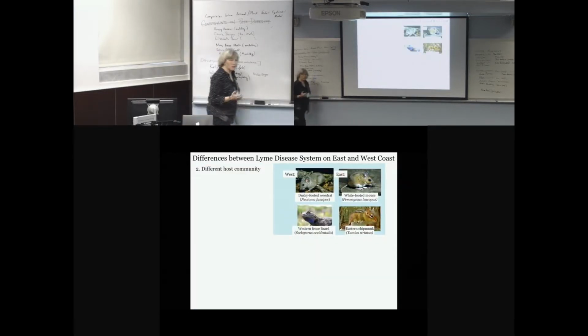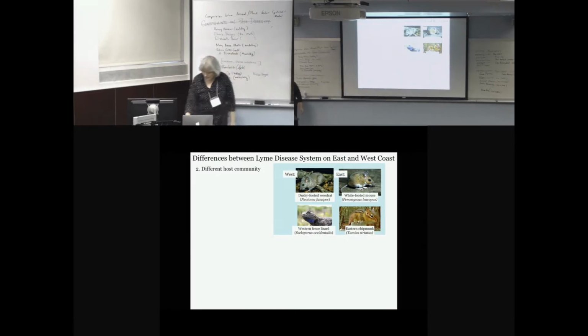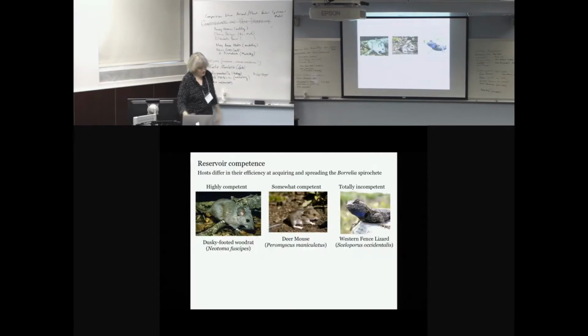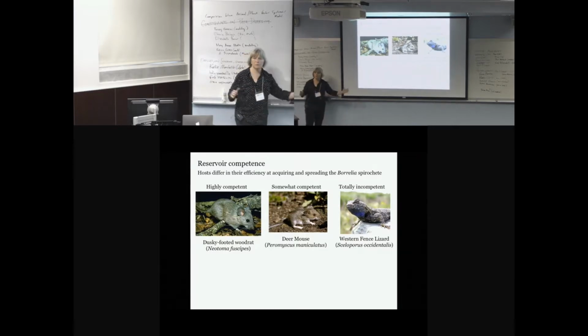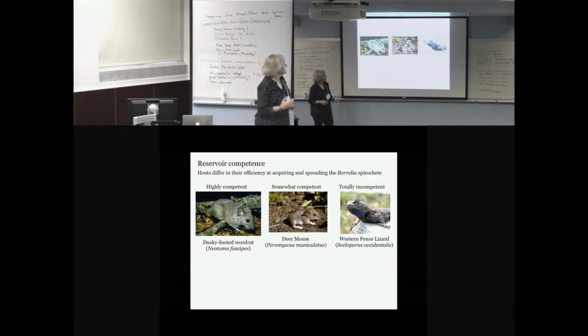Another difference is that we have a different host community in California versus the east. The white-footed mouse is the main player in the east, whereas the main good reservoir host in the west is the dusky-footed wood rat. And in the west, as in most Lyme disease systems, there's actually quite a bit of range in how competent the different species of vertebrates are at vectoring the pathogen. By that I mean actually getting infected and spreading the Borrelia spirochete to the ticks.